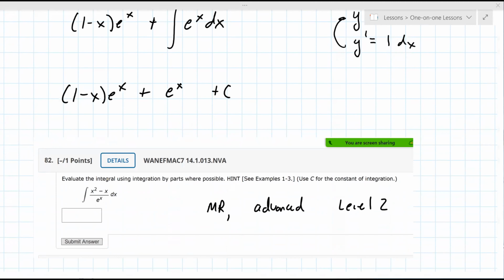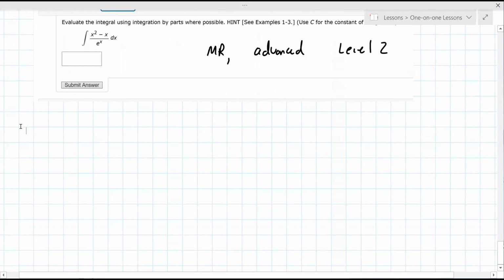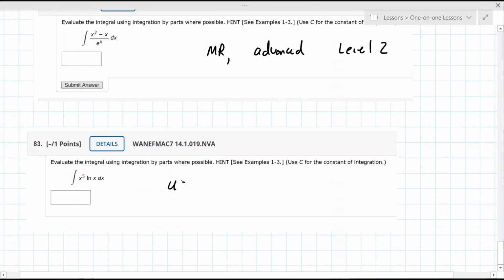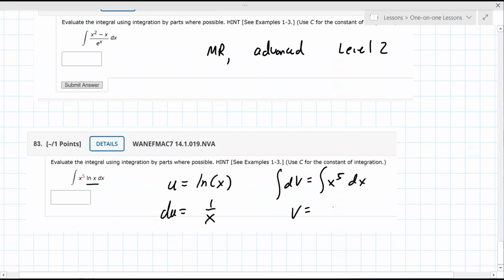83 is kind of like that question we first started out with, where you have to know that it's an exception to know what to do different. So normally you set u equal to x to the 5th, but whenever there's an ln, that's what u becomes, and dv is x to the 5th dx. So du over here is 1 over x, and here v equals 1/6 x to the 6th. Okay. And it's uv minus v du?